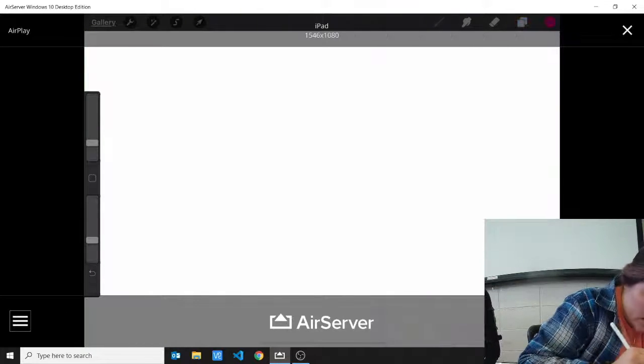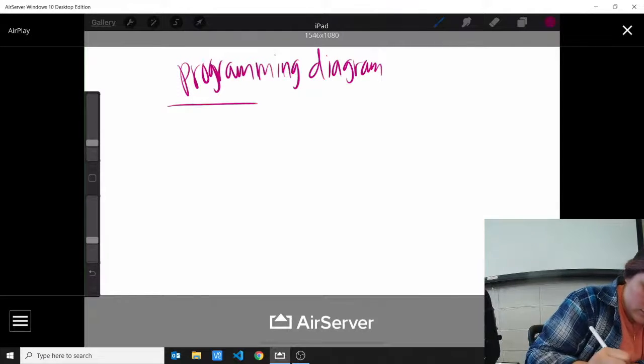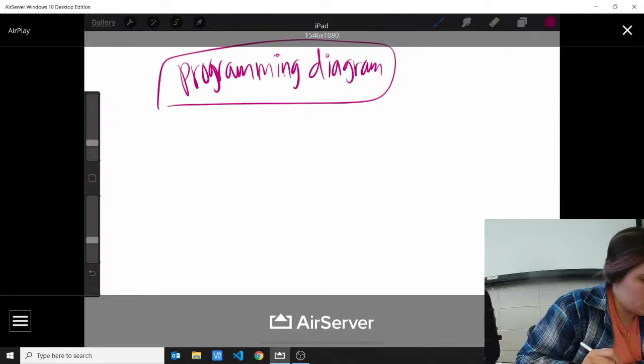This would be an example of a programming diagram. Do you have any questions so far? We're going to do a recap here in a minute because I'm not going to overload you, okay?